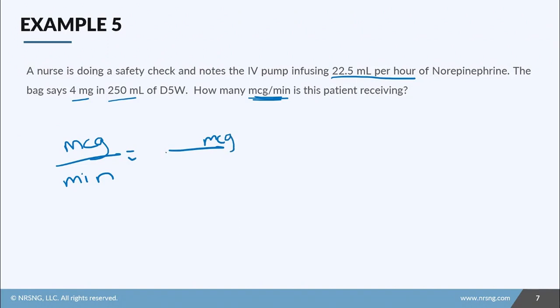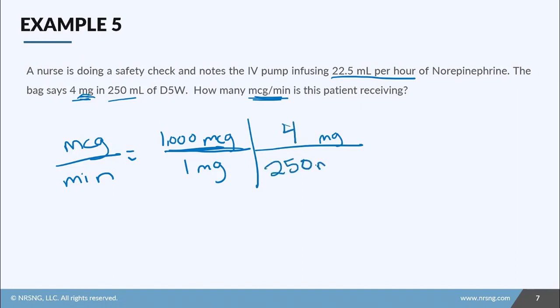What do we know about micrograms? What are we given? Well, nothing. So we convert. 1,000 micrograms equals 1 milligram. We know that's where we're headed, milligrams. Okay, what do we know about milligrams? Transfer units. We know that 4 milligrams is in 250 milliliters of D5W. Cancel milligrams. Are we where we want to be yet? Nope. So let's keep going.